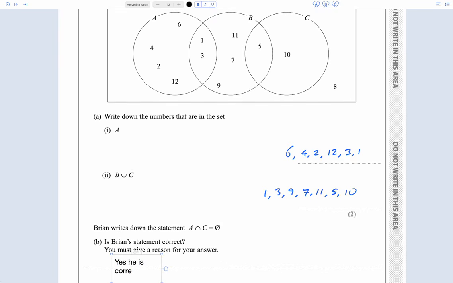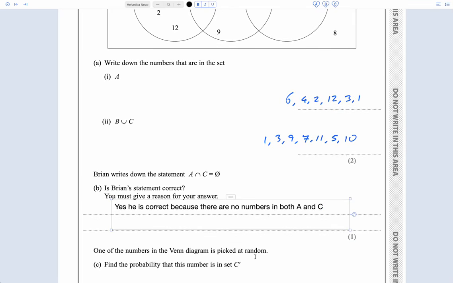I'm just going to type here, guys. Obviously, I know you can't do that, but whatever. Yes, he is correct. Because basically there are no numbers that are in both A and C. So there are no common numbers, there are no numbers in both A and C. Okay, fine. That is part B.